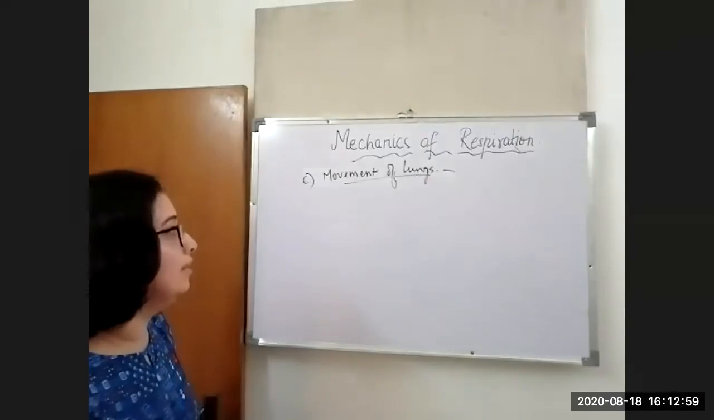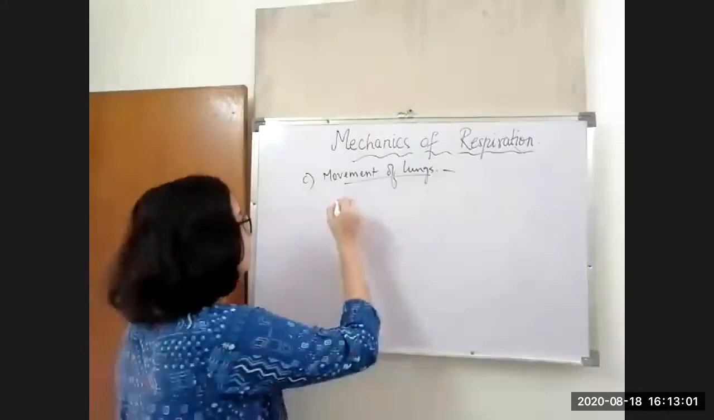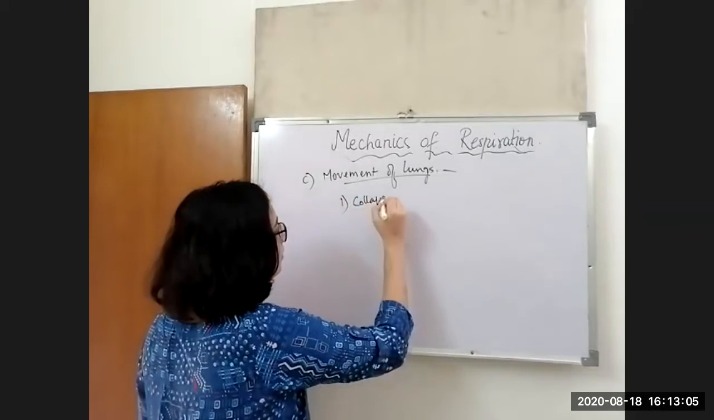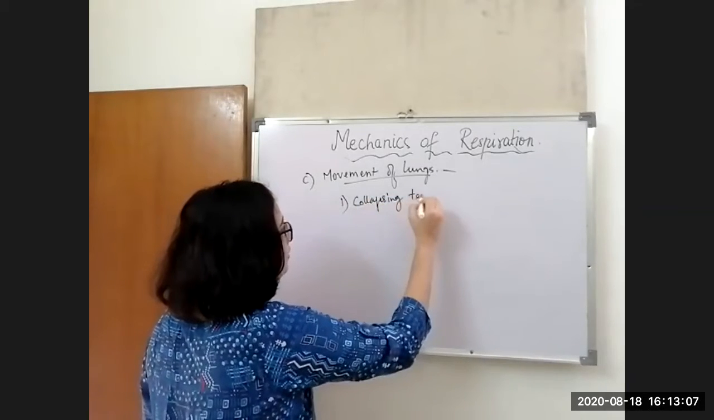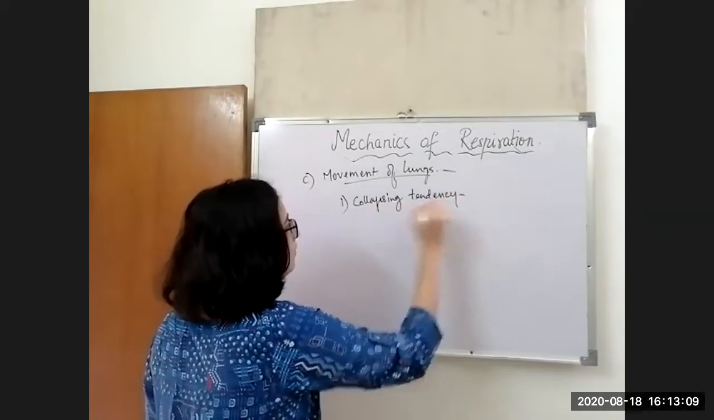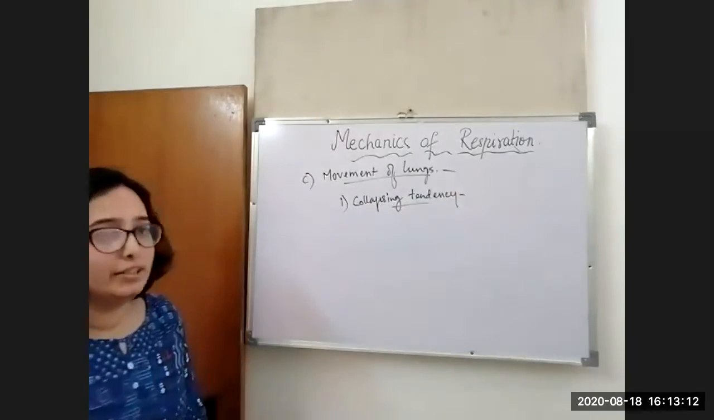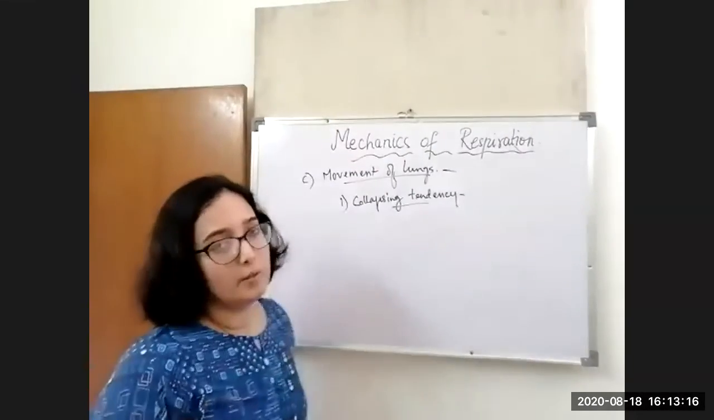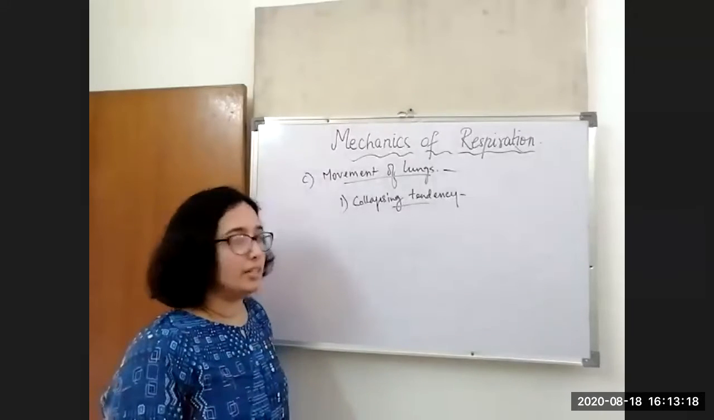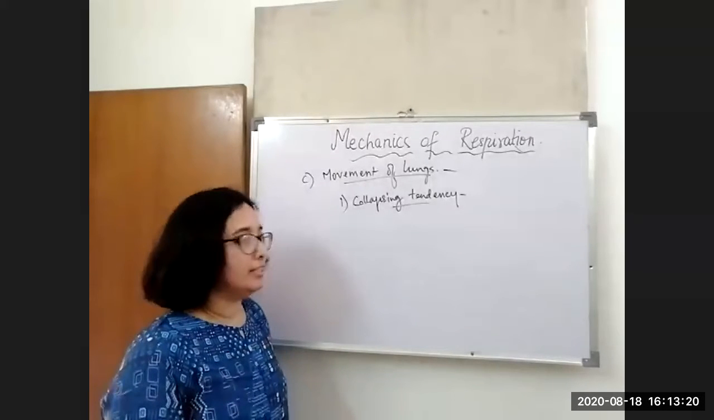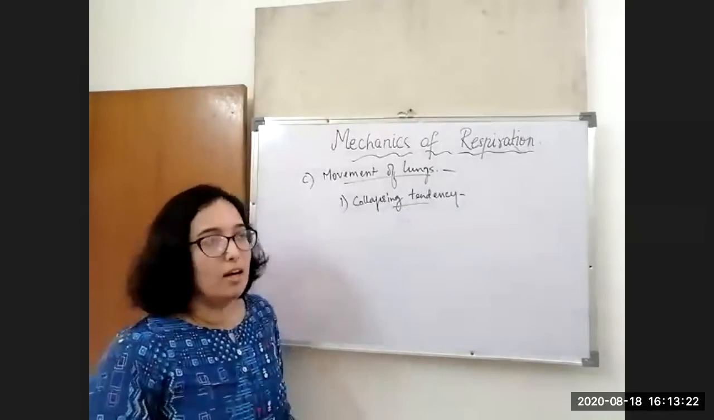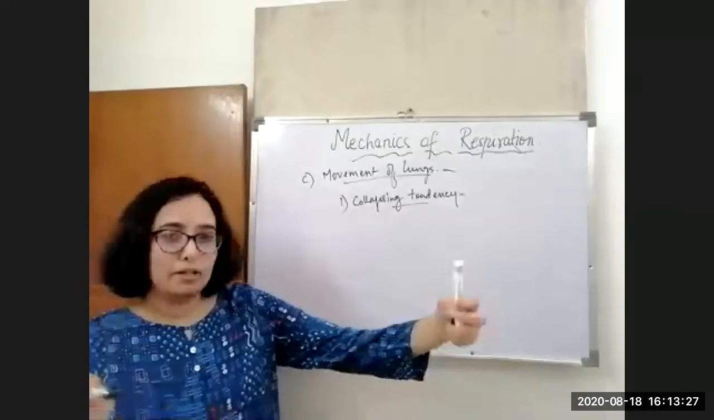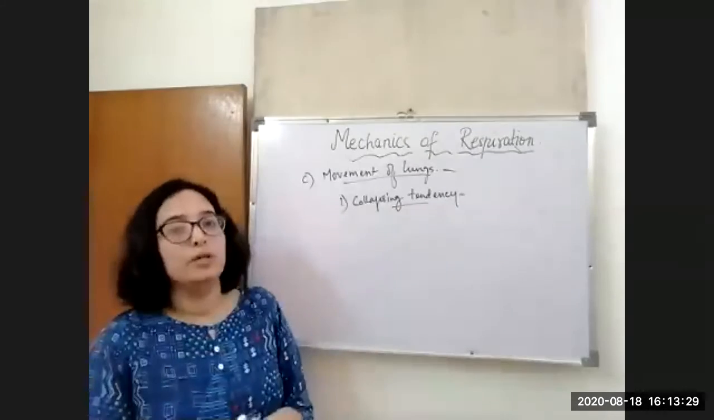Okay, so lungs. First, we will see that lungs have something called collapsing tendency. There is a collapsing tendency of the lungs. What is that? During respiration and even in resting conditions, the lung will tend to collapse or shrink. Suppose you can imagine a spring which is stretched. What will happen when you release it? It will go to its normal position.